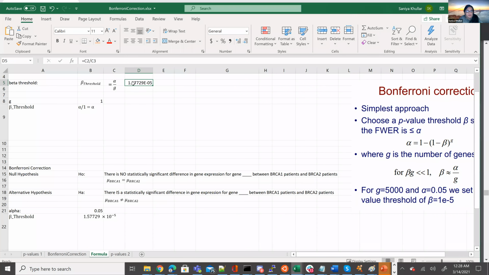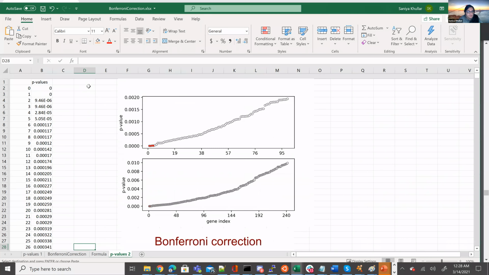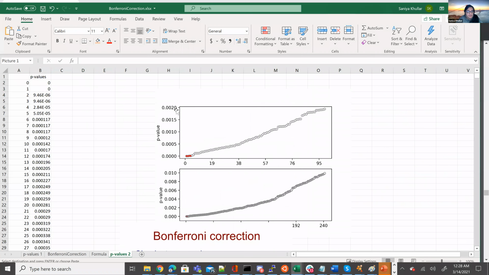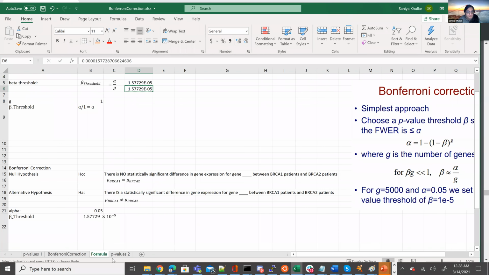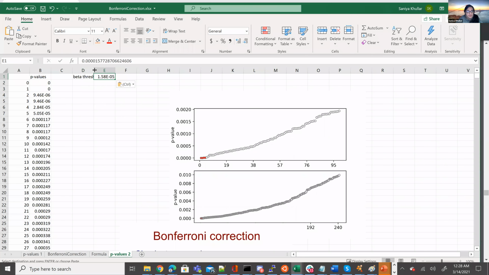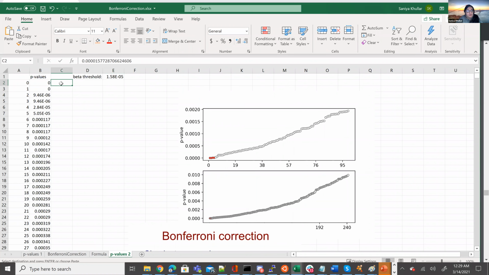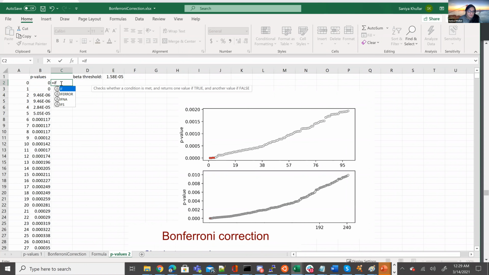Let me copy this and paste special so that we keep the value here. I'm going to take this value and say that this is my beta threshold. Let me copy it over here and paste it here. So this is my beta threshold. I'm going to use an if statement: if this value is less than the beta threshold, I'll say it is significant.